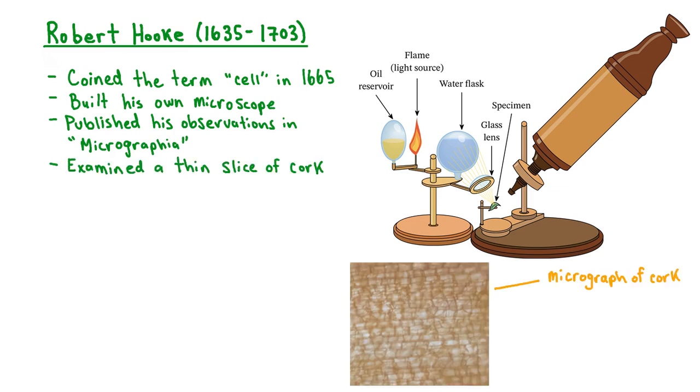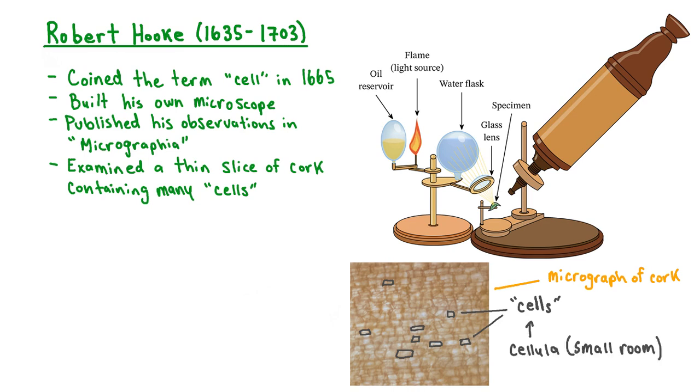In his book, he presented a drawing of what he observed through the microscope when examining a very thin slice from a cork, such as the one used in wine bottles. In this material, he noted that it was filled with regular, open spaces that he named cells. This word comes from the Latin word cellula, which means small room.